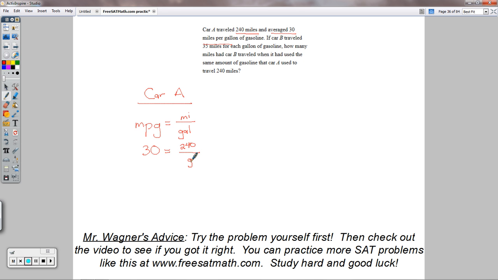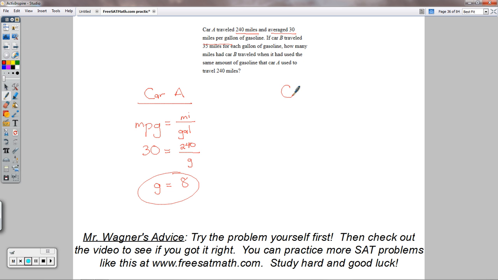I don't know how many gallons that is yet, but I could easily look at this and say that 240 divided by 8 would be 30. You could also multiply by G and then divide by 30. Either way you do it, you're going to get that G, the number of gallons used, is 8 gallons. So this sounds pretty important. I'll circle that. It's not a final answer yet, but it's important enough to emphasize.